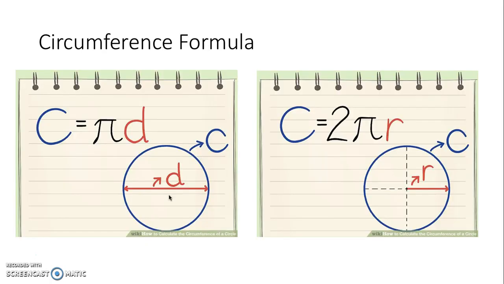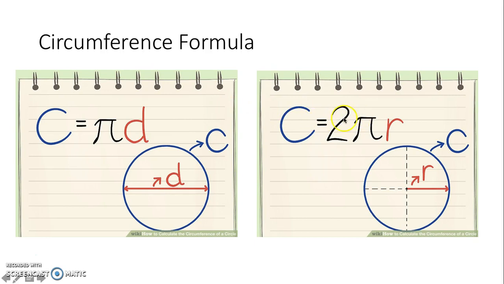So let's get started with the circumference formula. There are two different ways that we can write the circumference formula. The first one is circumference is equal to pi times diameter. Circumference, or C, equals pi d. And the other way that you can write it is C equals 2 pi r.